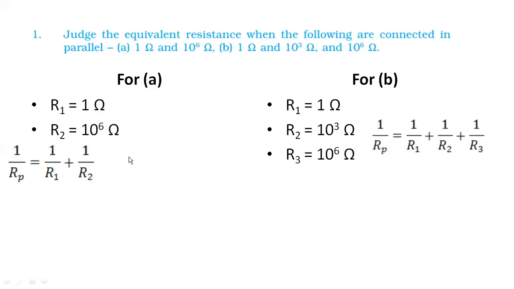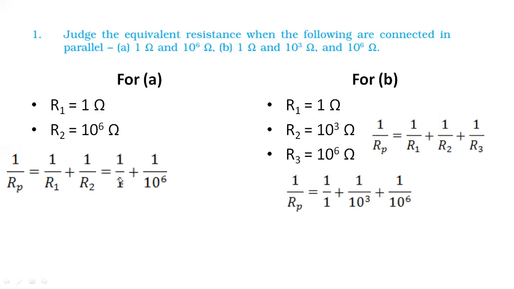So let me put those. The formula for this is 1 by R1 plus 1 by R2. This is the formula for total parallel resistance that we already know. In this case, there are three resistors, so I have to add one more, 1 by R3. Now, let me put the values of R1, R2 in this formula. And for the second part also, I will put the three values for R1, R2 and R3. So simultaneously, we are going to solve for both of them. What about this one? Let me put the values here.